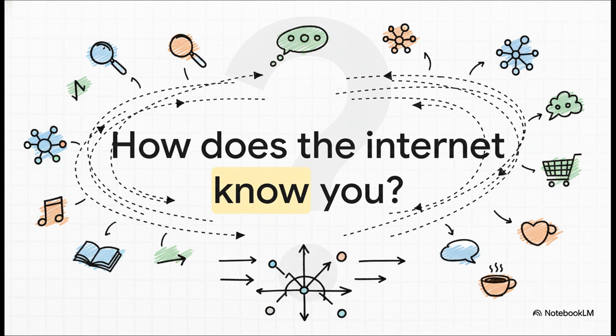When you're online, doesn't it feel like the internet just gets you? Like it knows what you want, sometimes even before you do? So, how on earth does that happen? Well, it's not magic, it is all machine learning.